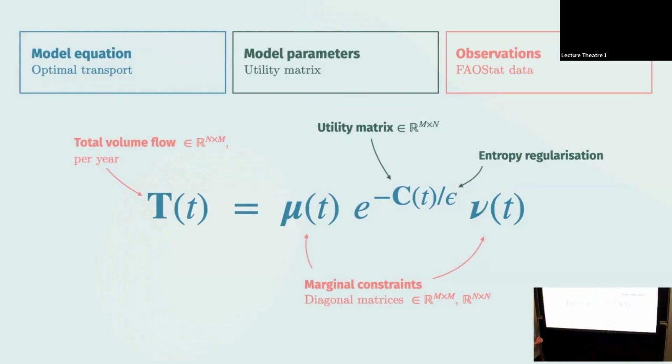So we have this setup comprising a model equation, observations, which in our case are the data from the UN, the transport flow and the marginals. And then we have our model parameters, those are the things I've indicated in green that we want to learn. In this case, specifically, we just want to learn the utility matrix; the entropy regularization term we just fix.